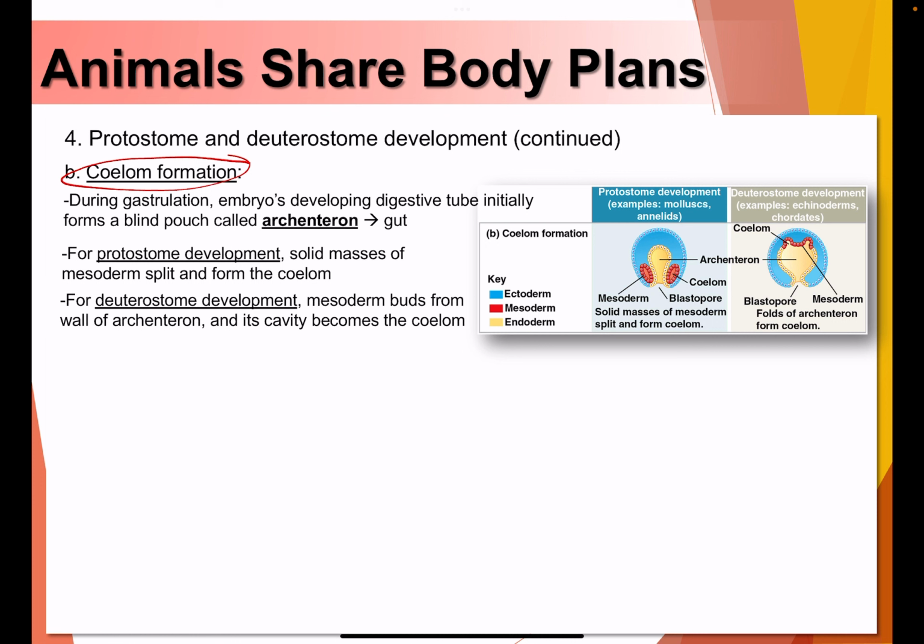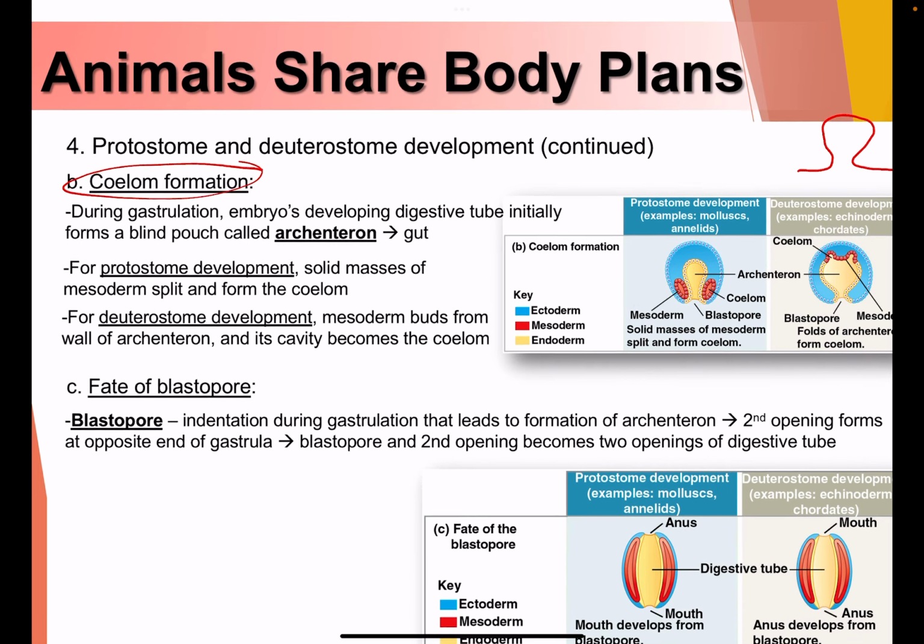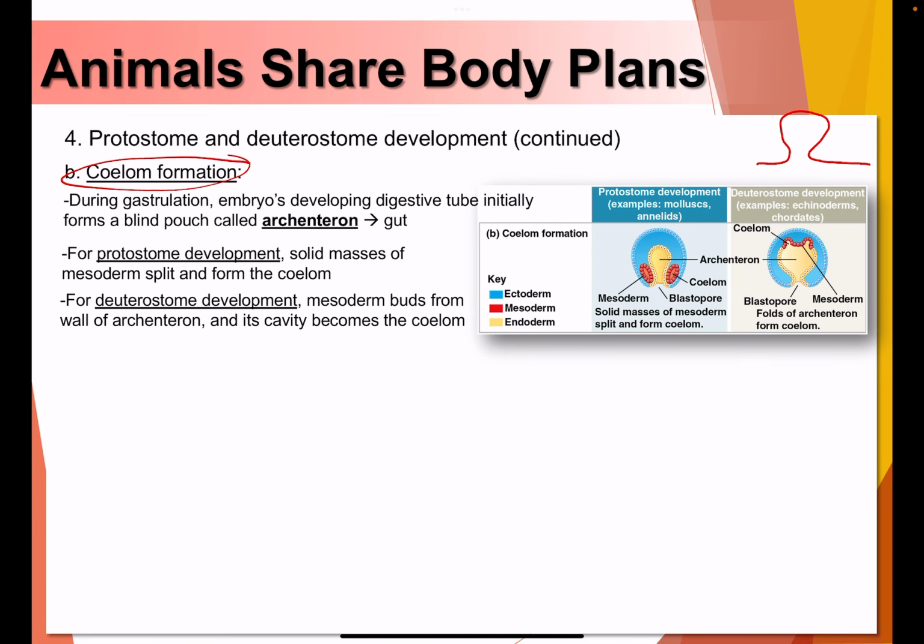And then for deuterostome development, the mesoderm buds from the wall of the archenteron itself, because here's the archenteron, and the cells start to bud out like this, kind of like how exocytosis happens. And then you have mesoderm buds on top of this archenteron area, and the cavity inside that is called the coelom.